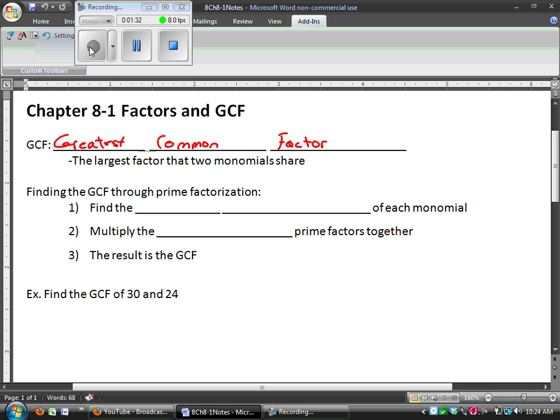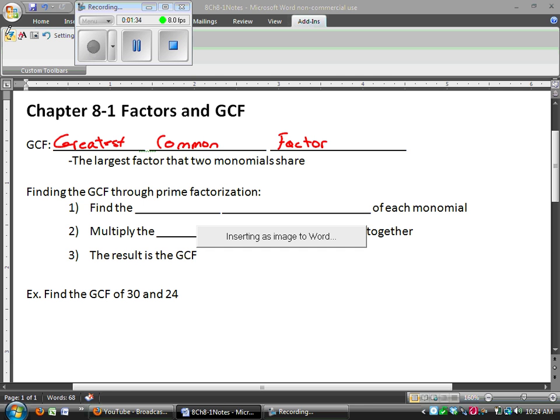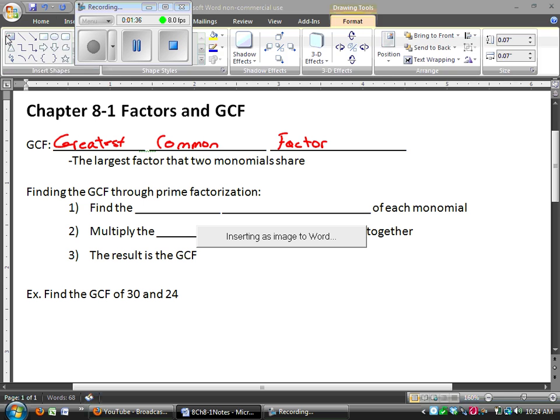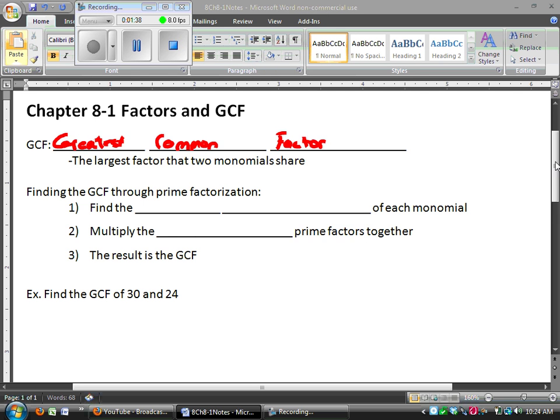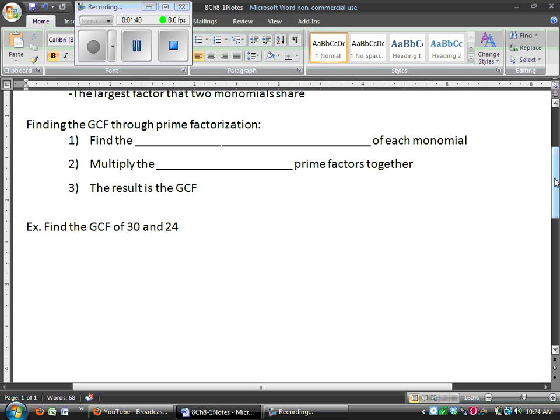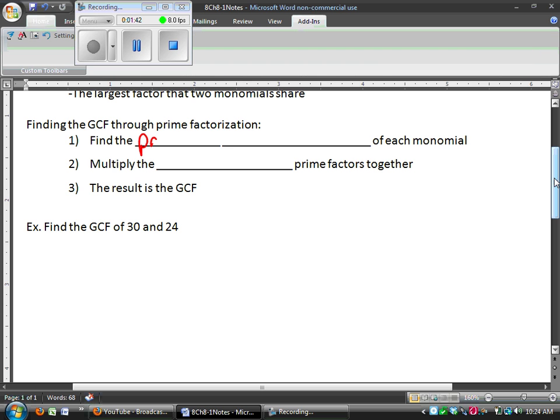If we remember, we can find the GCF through prime factorization. Okay? The first thing we want to do is find the prime factorization for each monomial. And if we don't remember how to do that, we'll see in just an example here in just a second of how to do that. So first you find the prime factorization, then multiply the common prime factors together. Pick out the ones that they share, multiply them together. The result is our GCF.